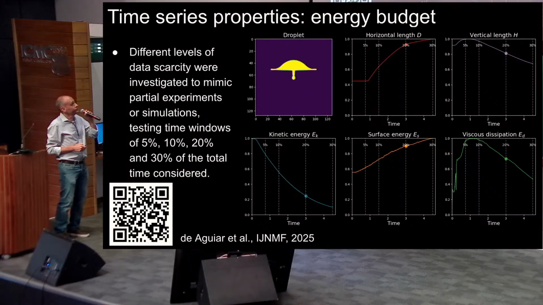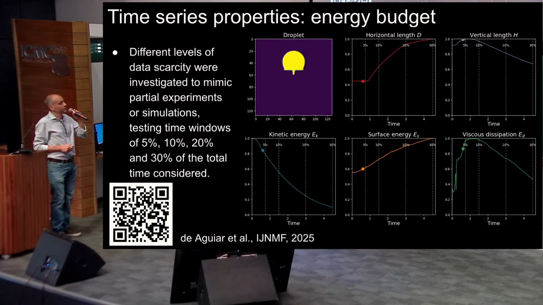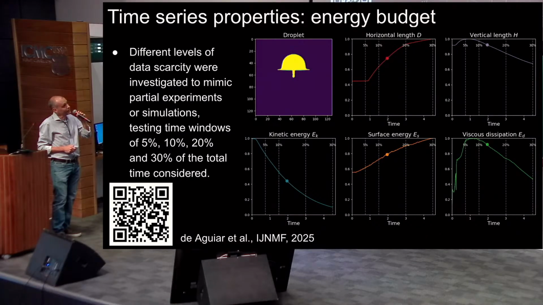The time series property is important to mention. In this case, we capture the influence of the variation of different energies, like the kinetic energy, the surface energy, and the viscous dissipation. And then we have time series. The idea is to use the time series to help the model to learn the representation of the droplet morphology.